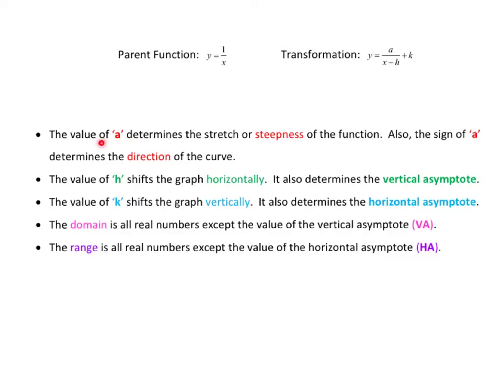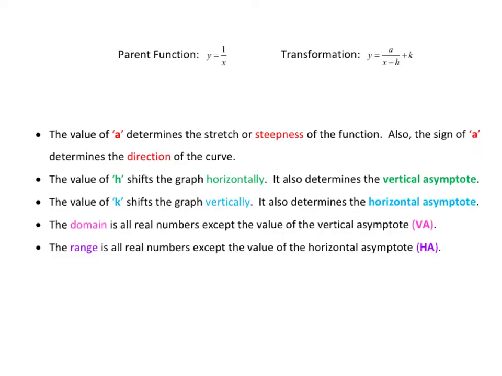First, there is the a value, and it determines the stretch or the steepness of the function. Also, the sign of a determines the direction of the curve. So now let's look at our transformed equation right here, and let's look at the position of a. A is going to be in the numerator. Now again, this will determine how steep or how flat our curve is. It will also determine if it's negative or not. It will determine the direction of the curve.